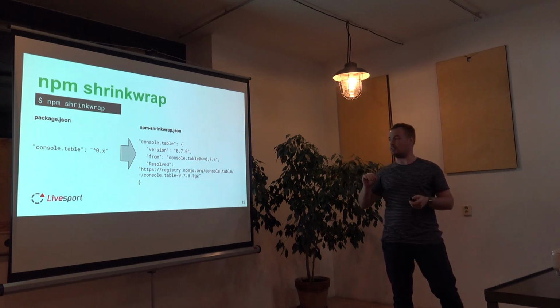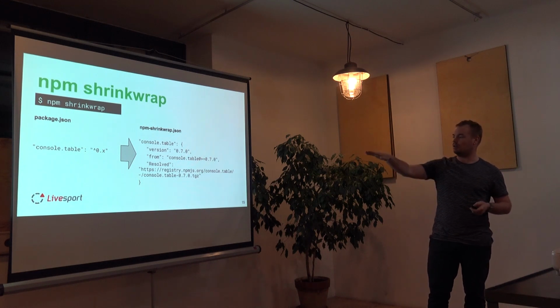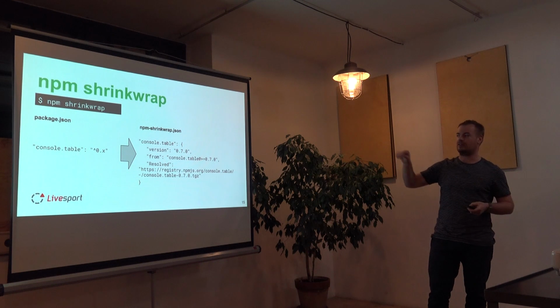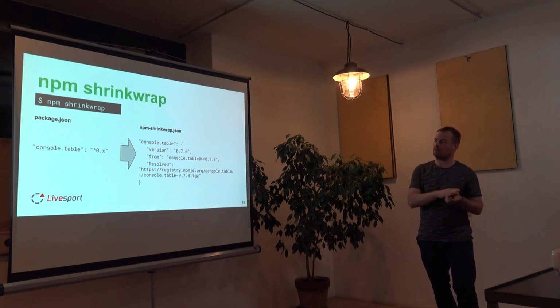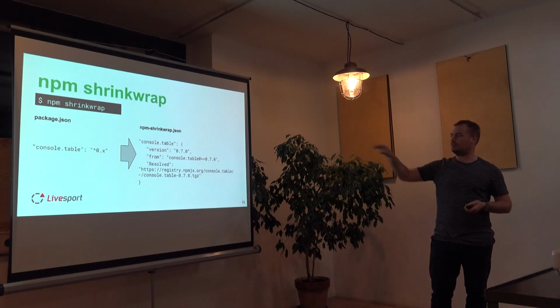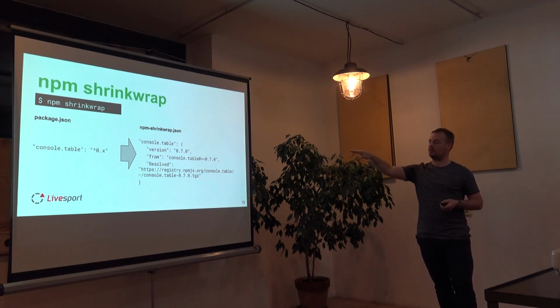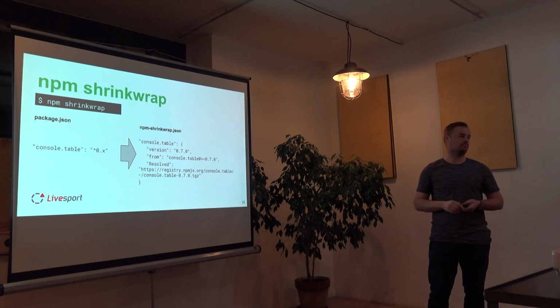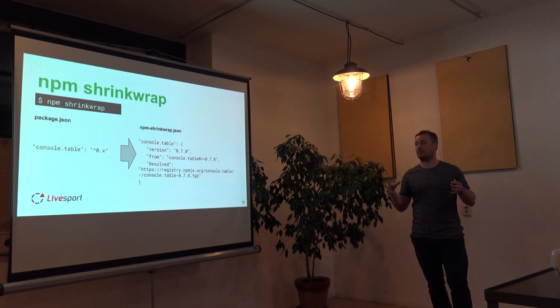Now, you can see the differences here. On the left, we have some module. That's not important now. But we have the semver 0.x. Now, that can be any number of versions. Now, the shrink wrap has the exact version which was latest at the moment. So, we have 0.7.0. So, with NPM shrink wrap, the entire team works with the same version set.